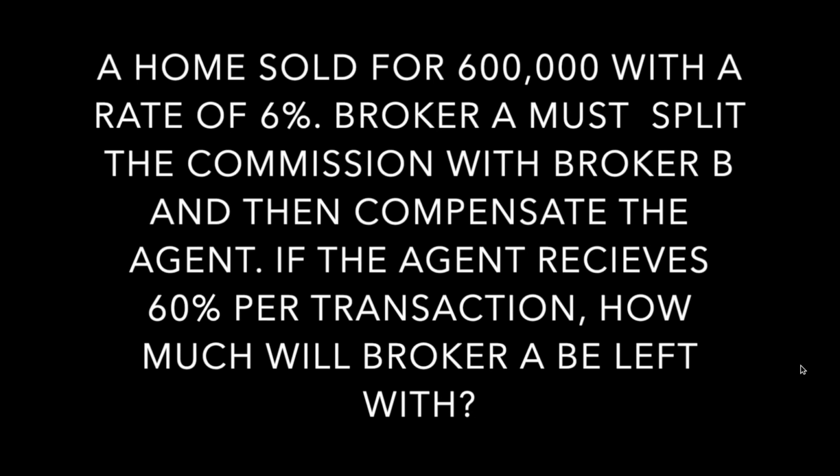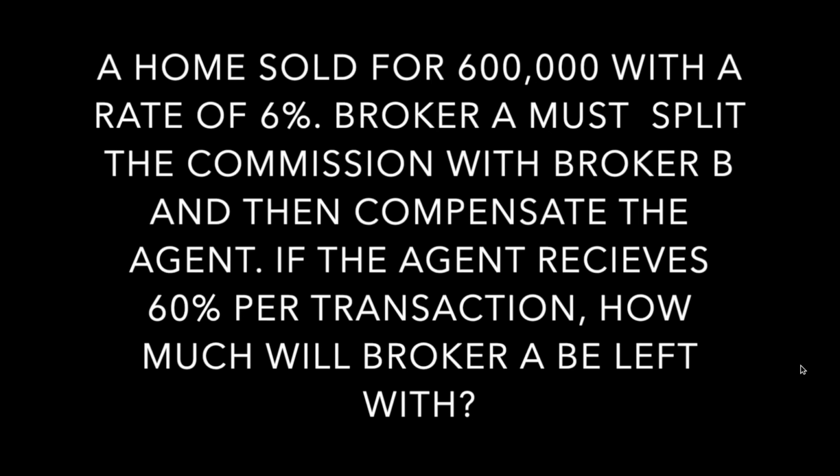So again, it's starting to get a little bit more wordy. What I suggest when it comes to them getting a little bit more wordy, which is most likely what you're really going to see in your exam, is first read the entire question and then read it sentence by sentence. Just worry about sentence by sentence what they're saying. So for example, the first sentence says a home sold for $600,000 with a rate of 6%. So you already know information that you're going to be plugging into the T. Then the following sentence says broker A must split the commission with broker B and then compensate the agent.